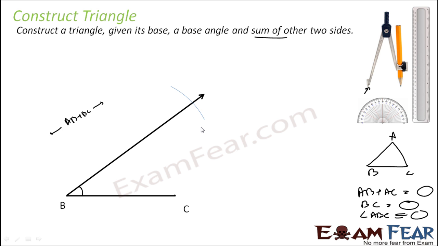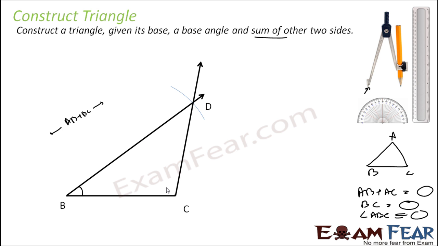Now, once this is done, we'll mark this point as D and we'll join C and D. So this is AB plus AC and this is BC. Somewhere we have to find a point A such that AB plus AC is equal to BD. That is, we have to find a point A here such that AD is equal to AC.